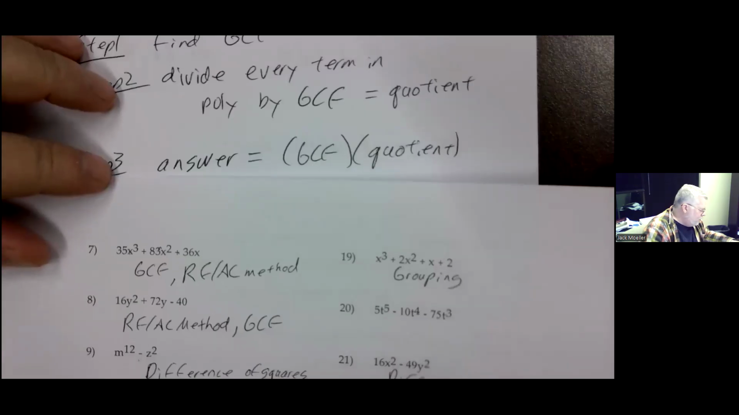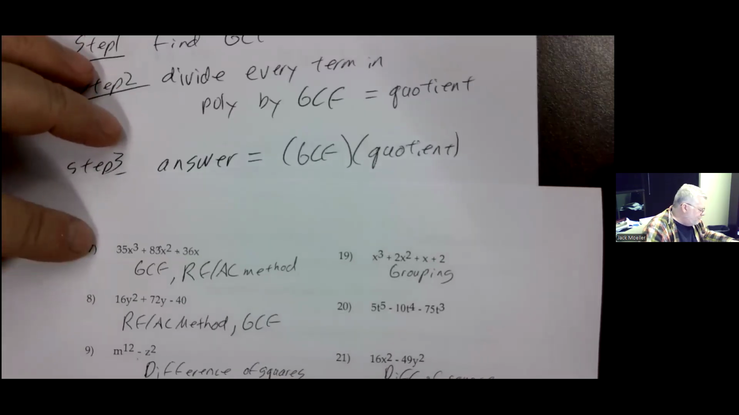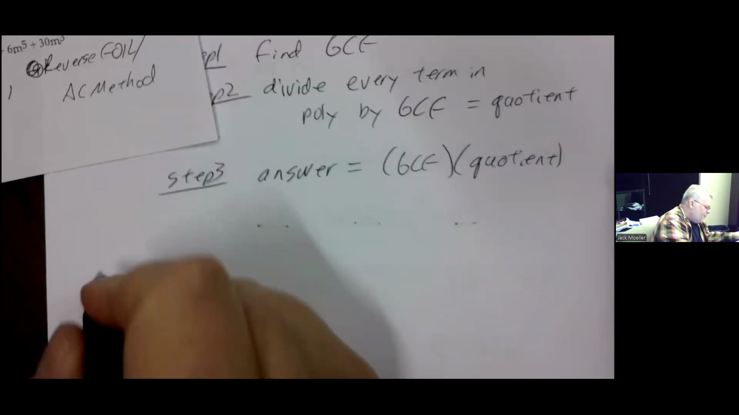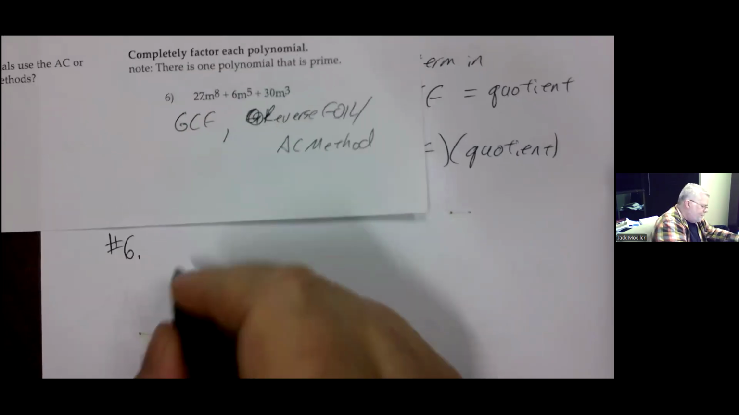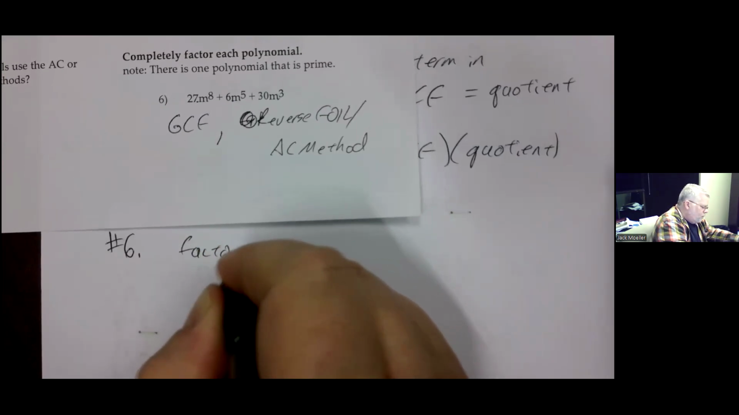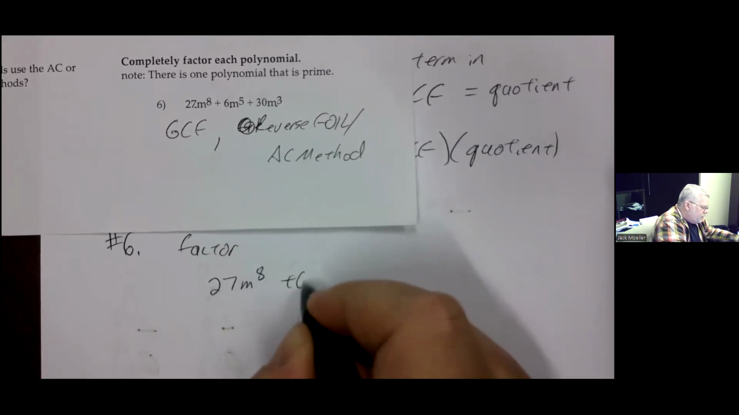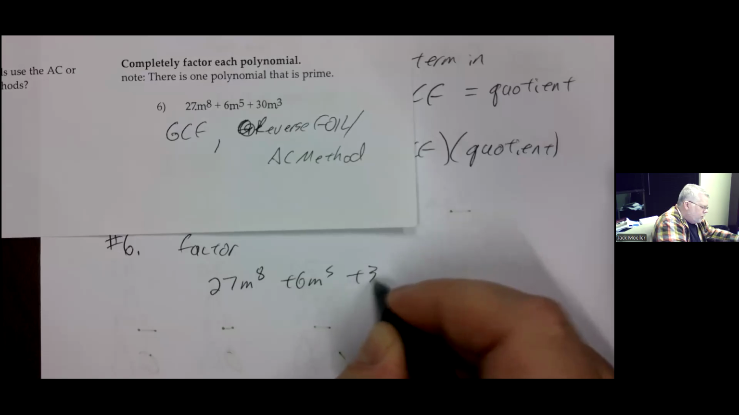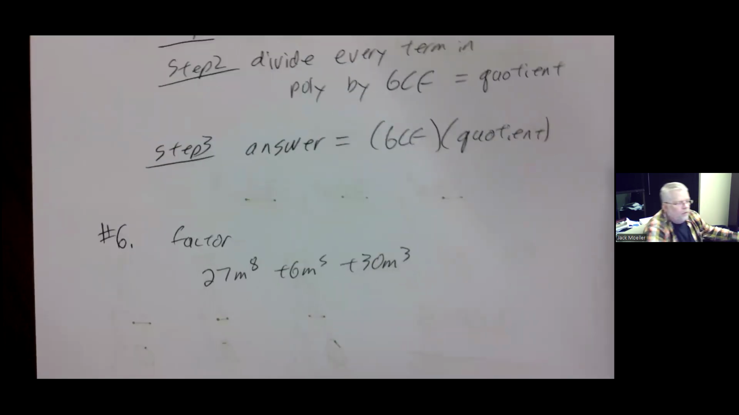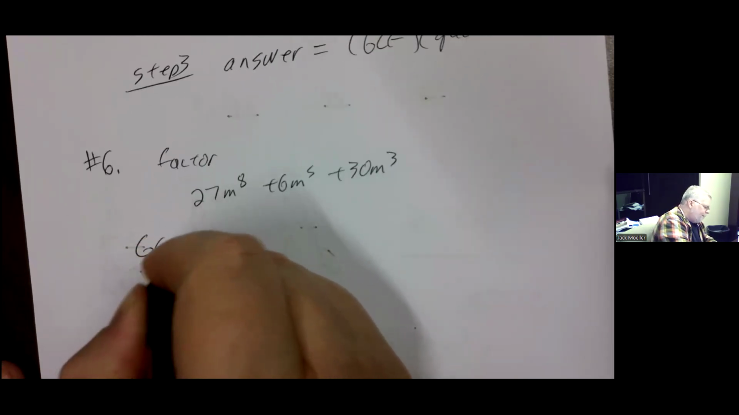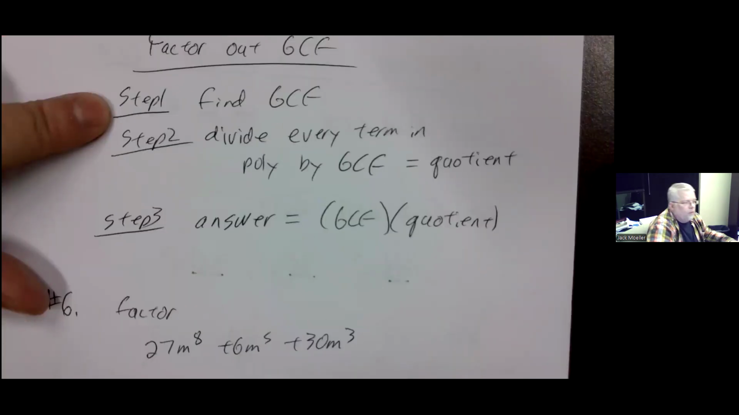So let's see what I mean by this. Let's go back to number 6. Number 6 was factor 27m to the 8th plus 6m to the 5th plus 30m cubed. So we said there's definitely a GCF. So step 1, we're going to find the GCF.